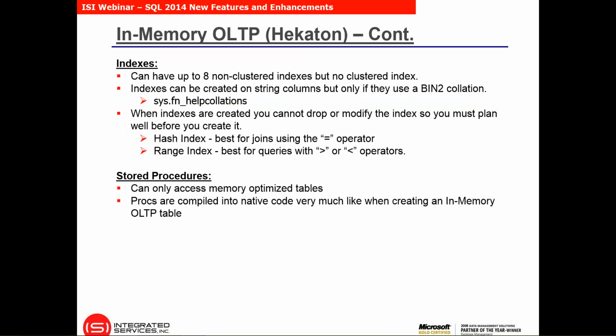In indexes on the table, you can have up to 8 non-clustered indexes, but no clustered index. Indexes can be created on string columns, but only if you use a BIN2 collation. And of course, I wonder what BIN2 collations do I have, and you can find that by checking the function fn_helpcollations. That'll list all the collations that you've got.